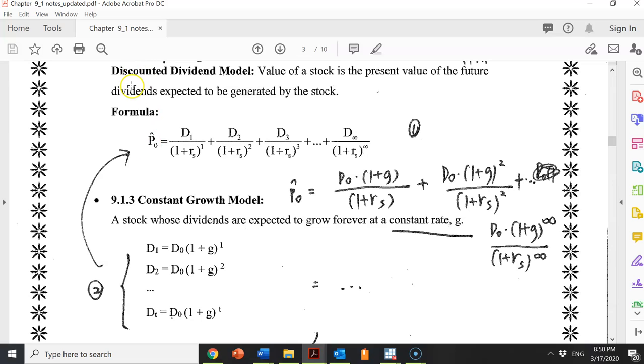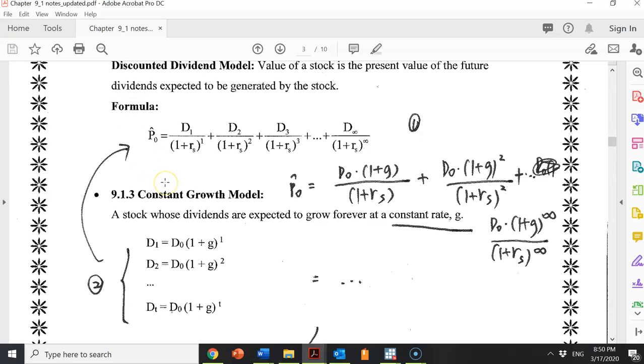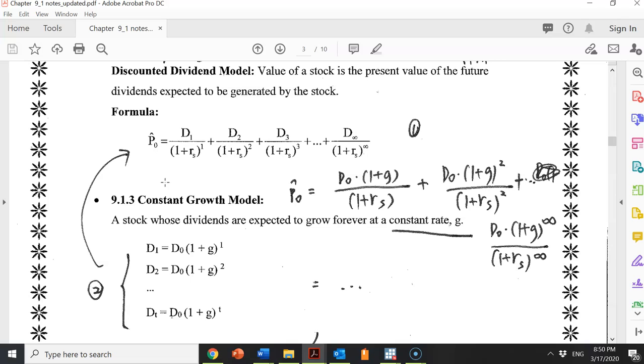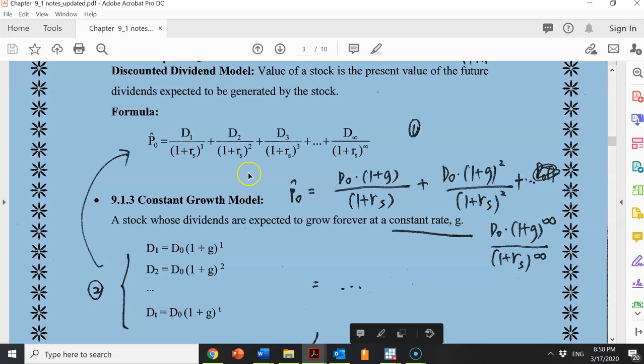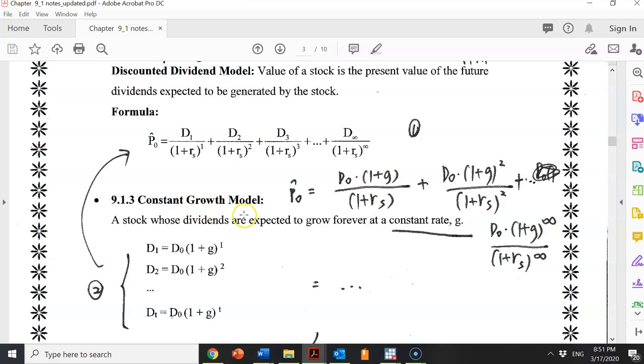Okay, so this is our discounted dividend model. And we want to simplify this model. In a special case where a stock whose dividends are expected to grow forever at a constant rate g, we can simplify this model to the constant growth model.